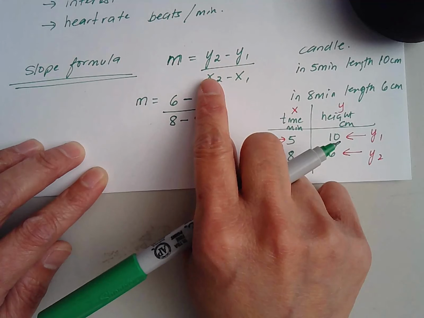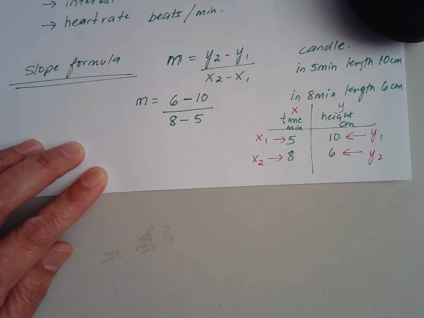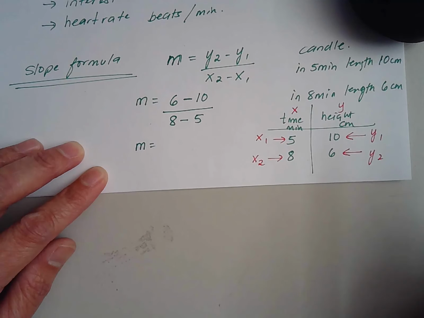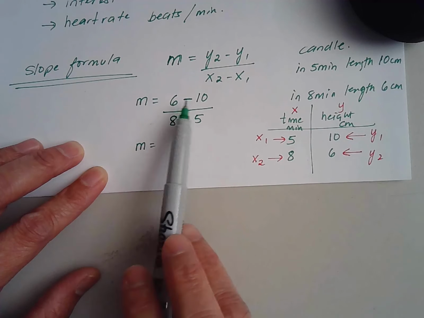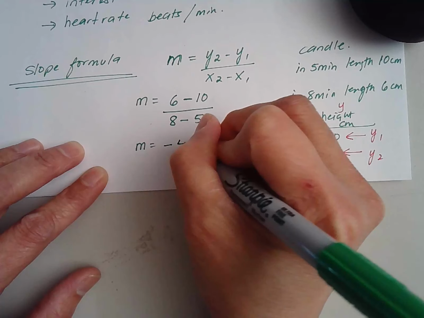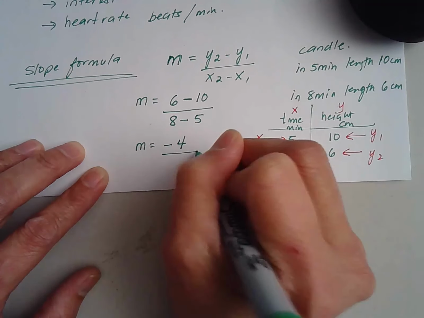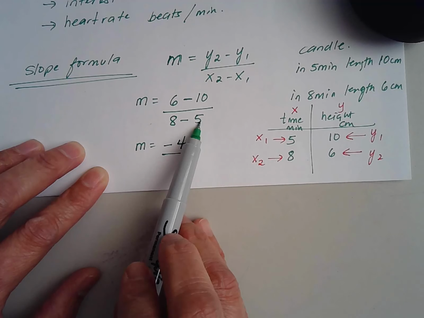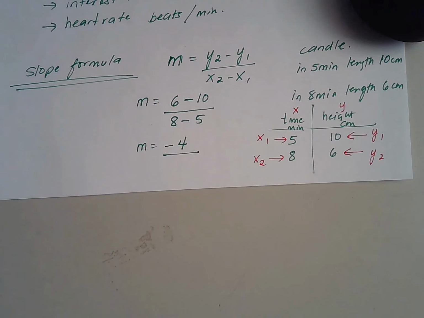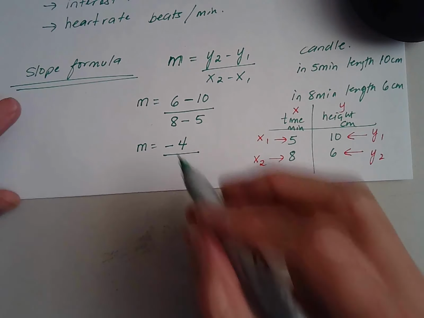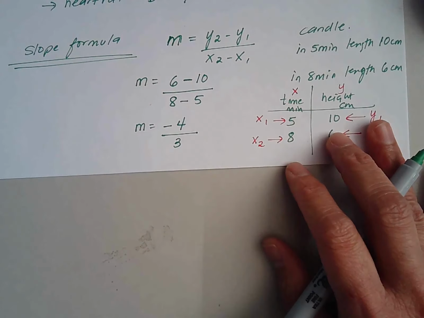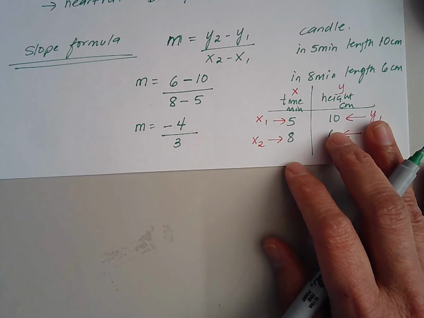Starting off with the formula, we don't know where we're heading, but let's see if that makes sense to us. Okay, let's perform this operation. 6 minus 10 is negative 4, yes? Divided by 8 minus 5, I meant 3. I do this all the time. Oops. 3. Okay. Yes? Everyone with me?